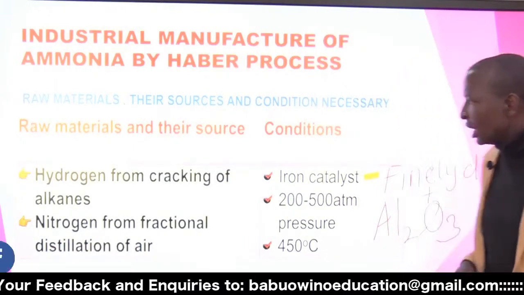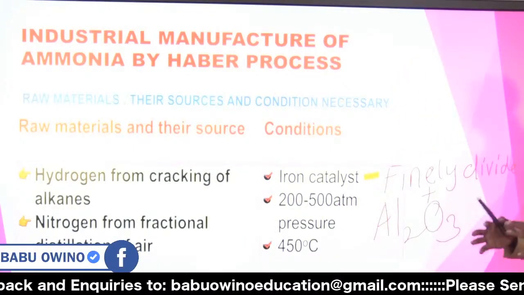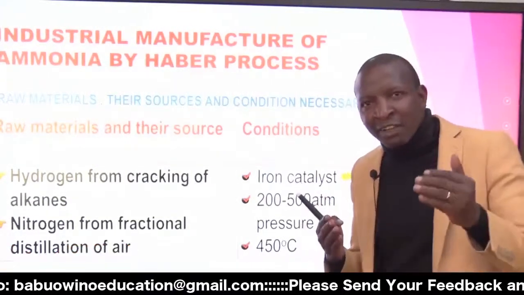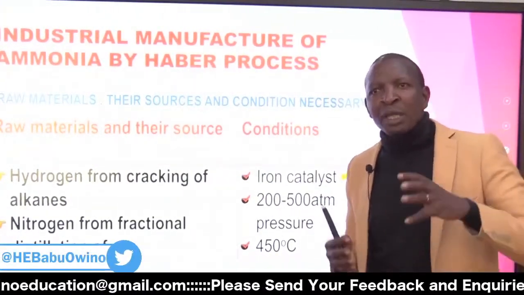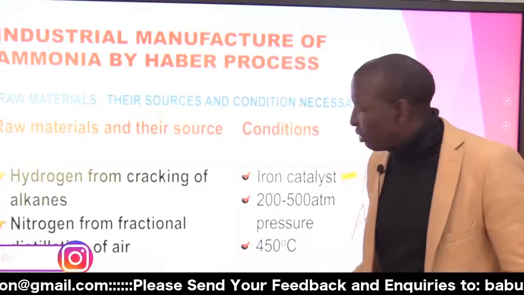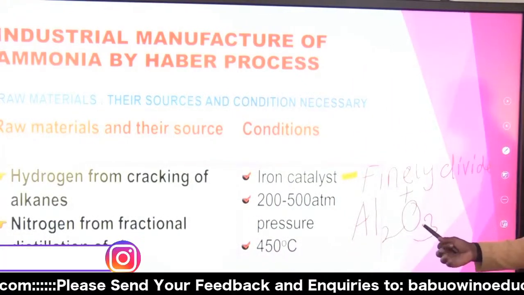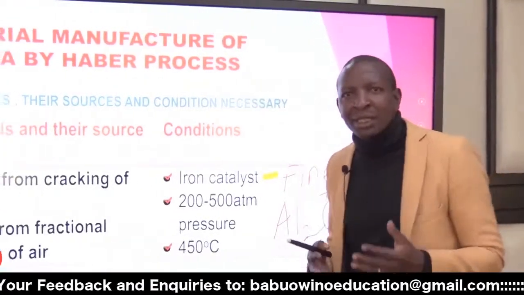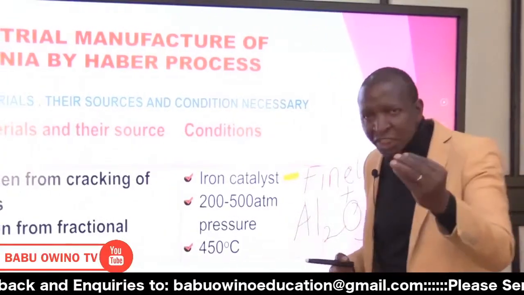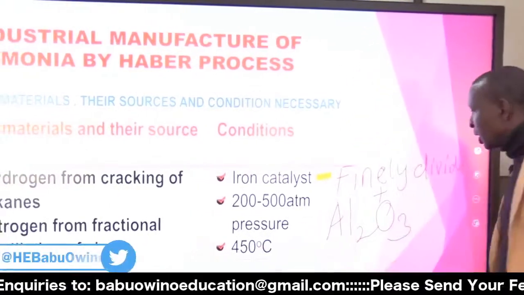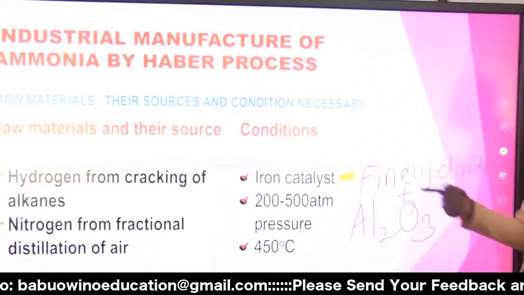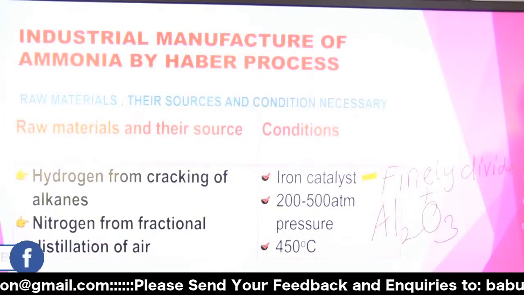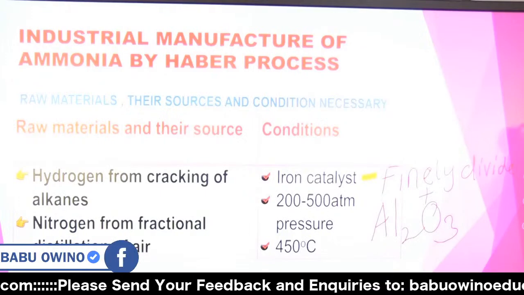There are so many things that you can be asked here, like why should the catalyst be finely divided? To increase the surface area. You can also be asked, what is the role of the aluminum oxide? It acts as a promoter, and a promoter is a substance that increases the efficiency of the catalyst. So the aluminum oxide increases the efficiency of the catalyst. Very important.